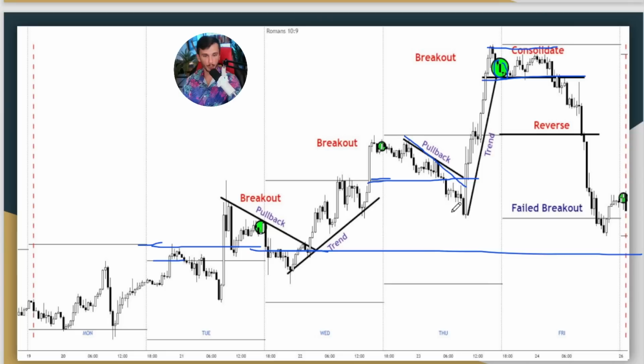But breakout, pullback trend, breakout, consolidate, and reverse. And of course, this is the breakout level that could fail. And of course, it did. So now we've broken out. Breakout has maybe now failed. And we can go back down to retest the lows.